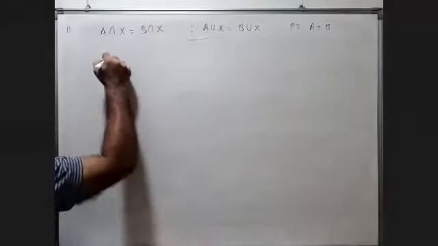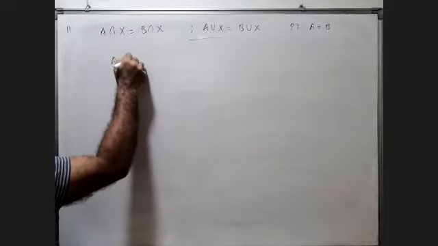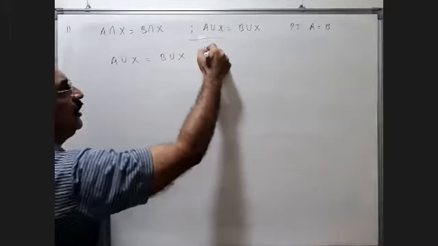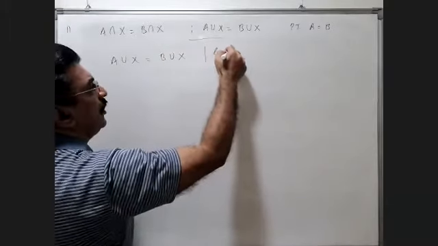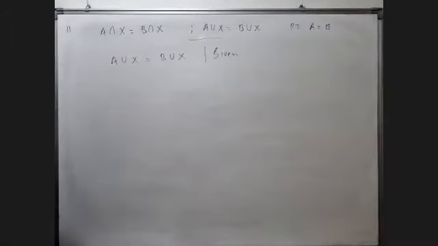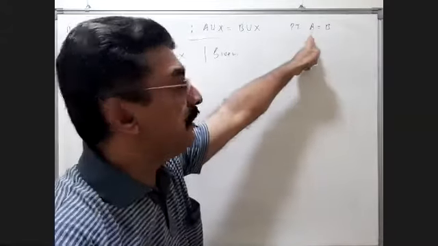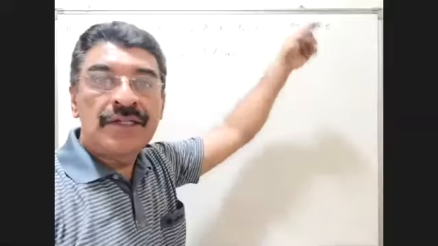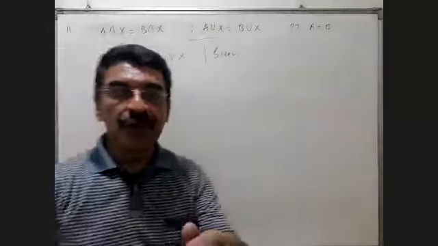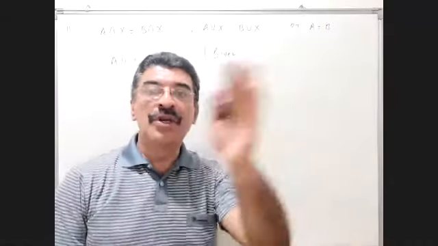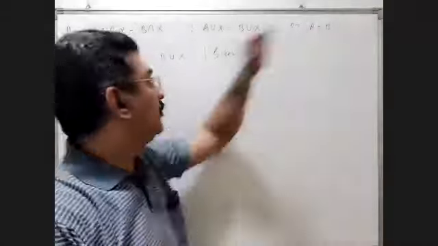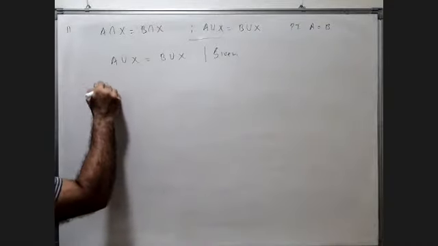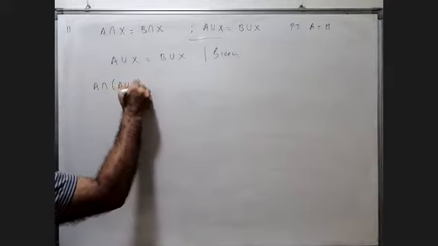So we start with this union. A union X is equal to B union X. Reason: that is given. We started with union. Our aim is to show that A is equal to B. To show that A is equal to B, take intersection with A. If it is to show that P is equal to Q, take intersection with P. That's it. So taking intersection with A, this is A intersection A union X.